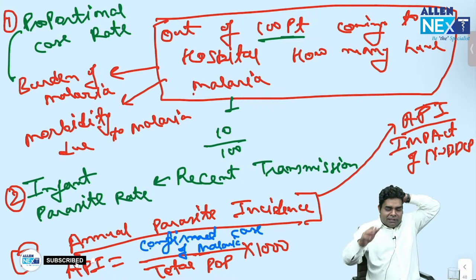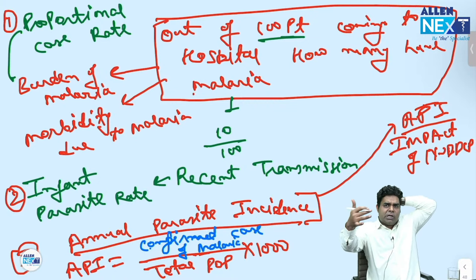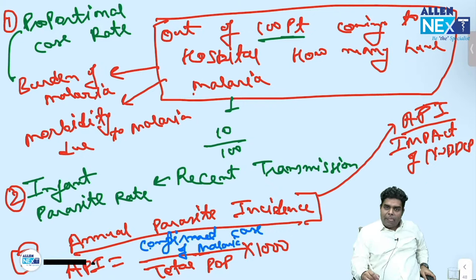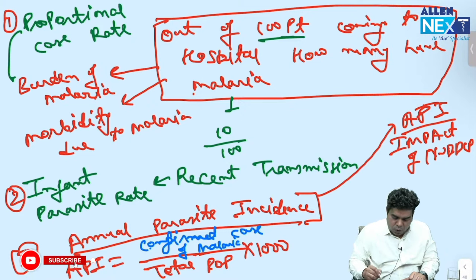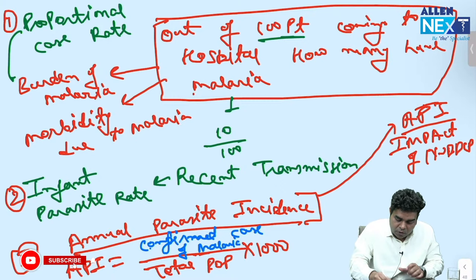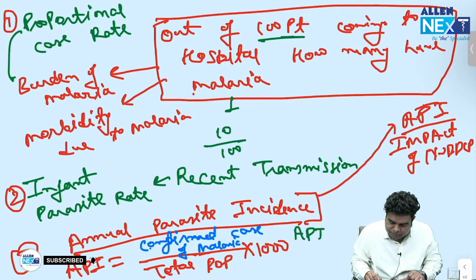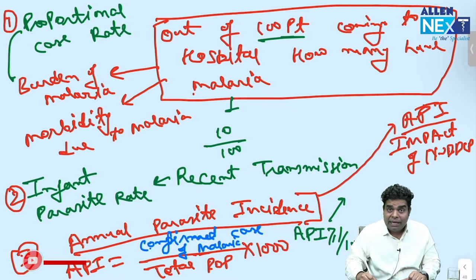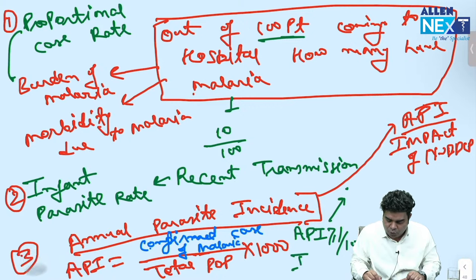And what do you think, Jimmy Jaipur, out of 1,000 people who are not coming to hospital, who are in their home, how many will have malaria? Let's say he found that out of 1,000 people, 10 have malaria. So, if he gets an API which is more than or equal to 1 per 1,000, this means this area is in intensive control phase. We should do some intensive control of malaria in this.